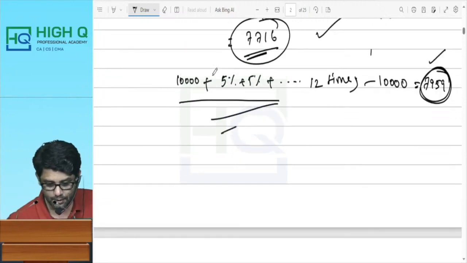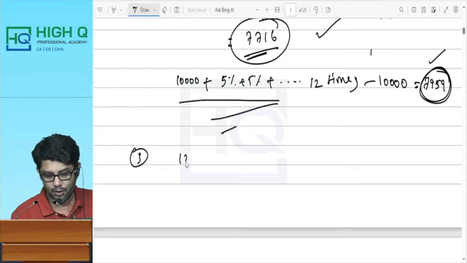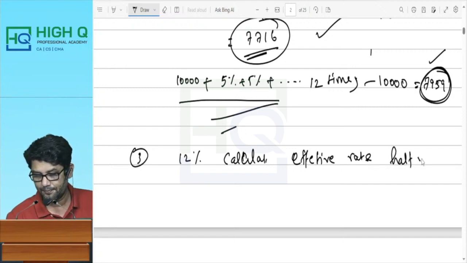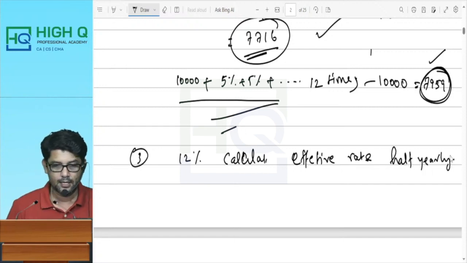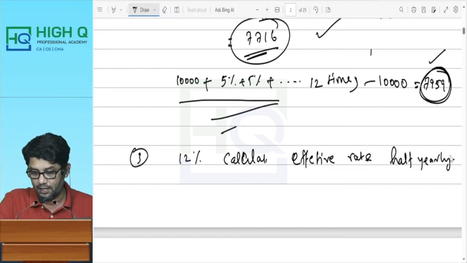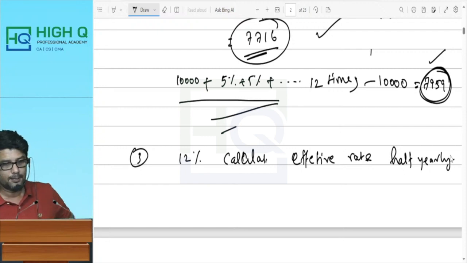Now, for 12%, calculate effective rate of interest half yearly. Okay, calculate 12% effective rate of interest half yearly.